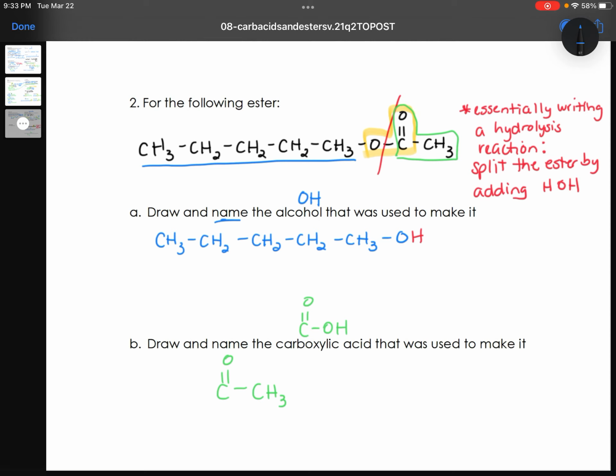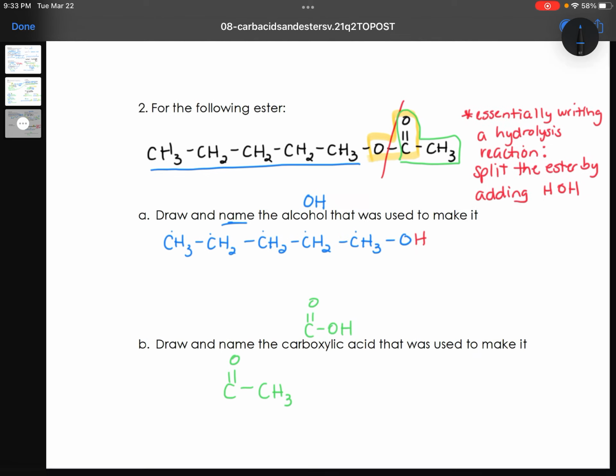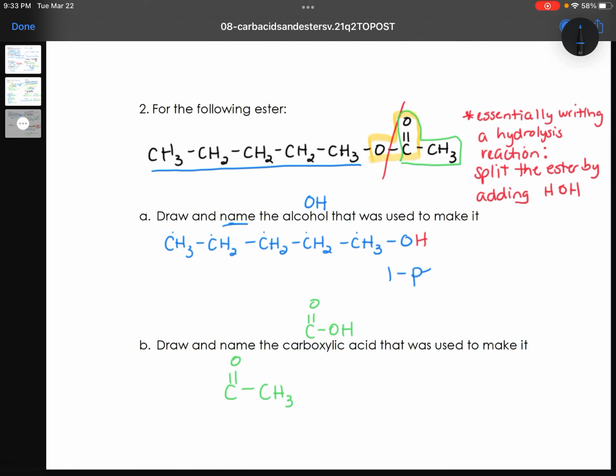It does say to name it. So make sure, if you're asked to do that, you're reading the question carefully. So there's 1, 2, 3, 4, 5 carbons. And the OH is on number 1. So I have to put the 1 there, 1-pentanol.